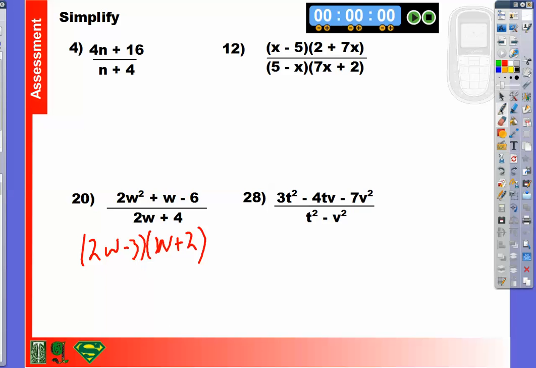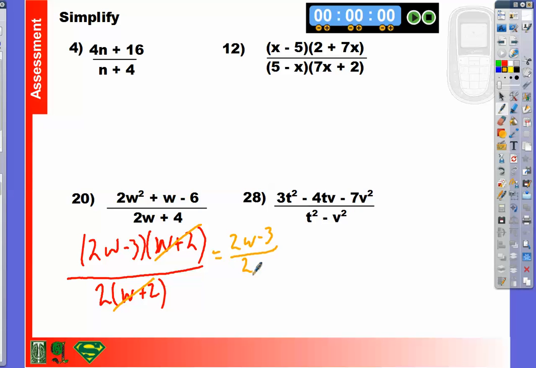And then in my denominator, can I factor anything out? 2. So we have 2 times (w plus 2). Oh, that's really convenient, isn't it? Yes, that's helpful. Okay, so what can I cancel out? What divided by what is equal to 1? w plus 2. And so my final answer is (2w minus 3) over 2.